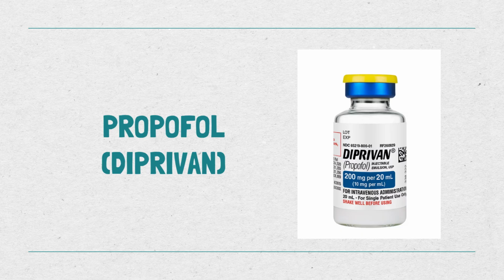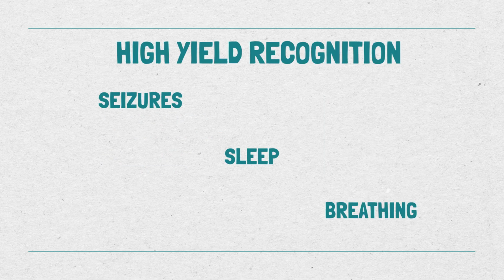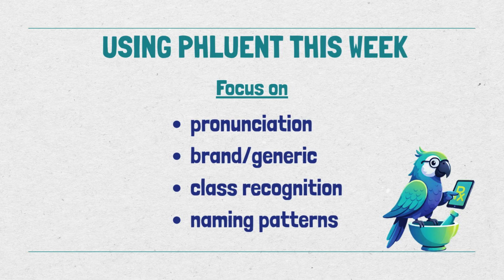So, as you're studying this week, you can organize the medications by indication: seizures, sleep, and breathing. Try to keep in mind which of the medications work for which disorder. And again, using Fluent this week, we do have a custom deck with all of these medications in it. Focus on your pronunciation. Saying them out loud helps with muscle memory in your mouth to make it easier to say. And if you say it right, you're more likely to spell it right because spelling is going to be important. And if anybody's going to be able to spell it right, it needs to be the pharmacist, right?